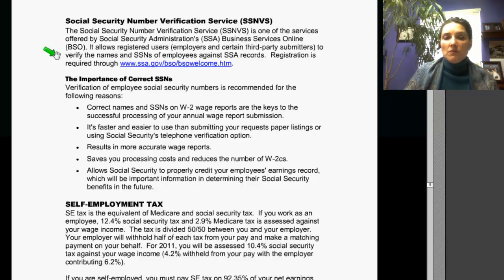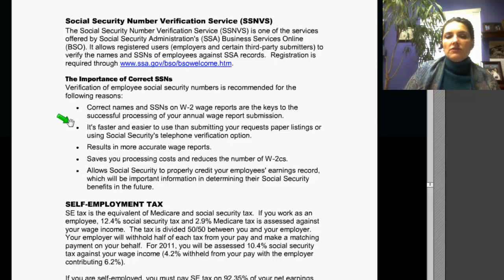So what is this about? What is it for? Well, there is a great deal of importance involved in getting Social Security numbers correct, and this online service is intended to help employers determine whether or not they have a match between an employee's Social Security number and the last name of the employee that the Social Security Administration has on record for that Social Security number. So verification of employee Social Security numbers is recommended for the following reasons. Correct names and Social Security numbers on W-2 wage reports are the keys to successful processing of your annual wage report submission.